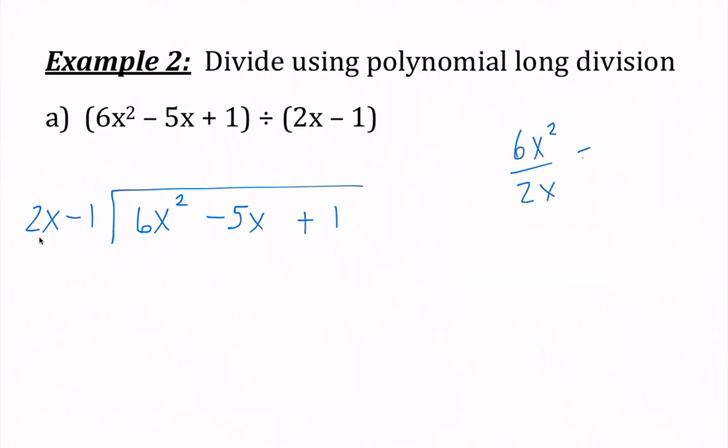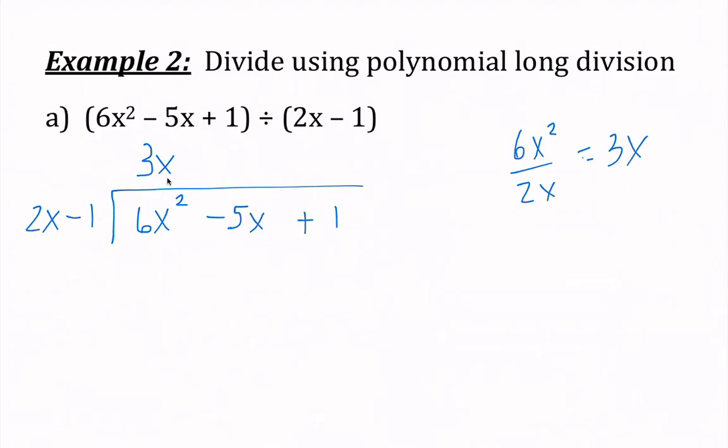Well, I know that's equal to 6 divided by 2 is 3. X squared divided by a single x will give me x to the first power because I subtract 2 minus 1 is 1. Okay, so I know when I take 6x squared and divide by this first guy of 2x, I get 3x. So recap, I took this piece and I divided it by this first piece out here, this 2x, and I got 3x.